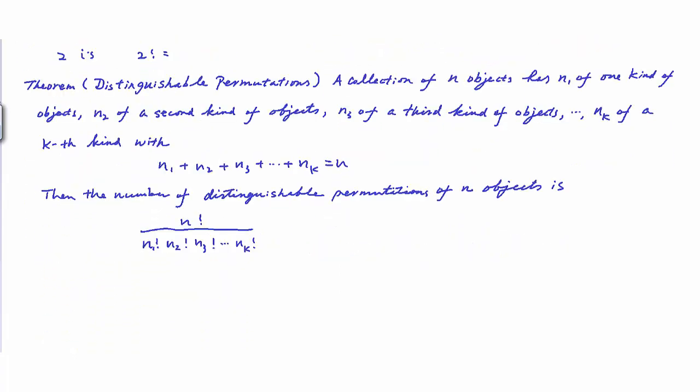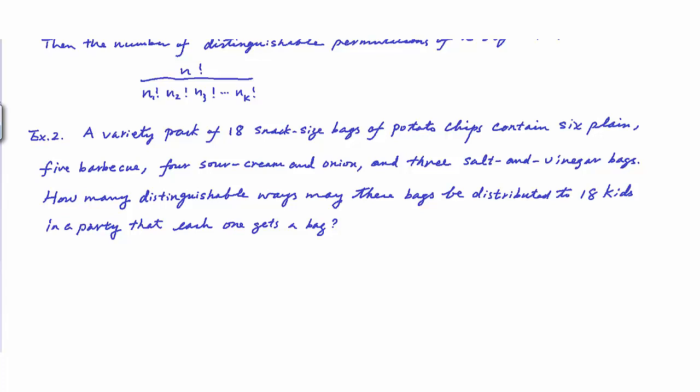Let's look at another example. Example 2. A variety pack of 18 snack-sized bags of potato chips contains 6 plain, 5 barbecue, 4 sour cream and onion, and 3 salt and vinegar bags. How many distinguishable ways may these bags be distributed to 18 kids at a party, where each gets a bag?